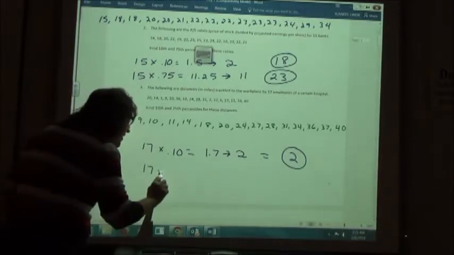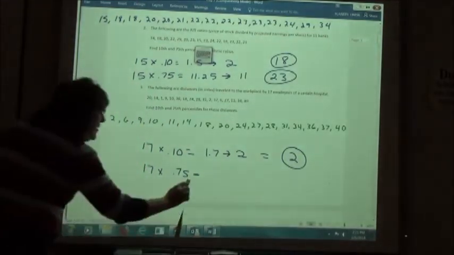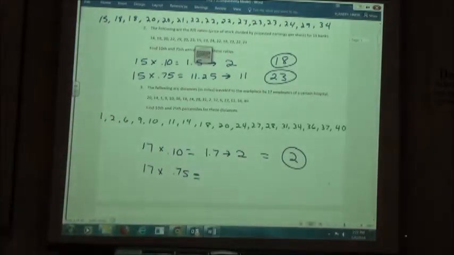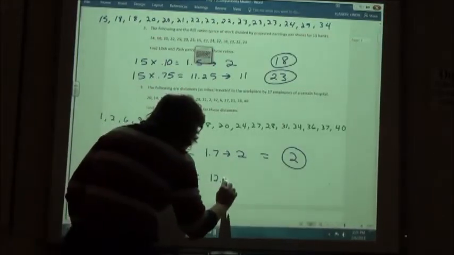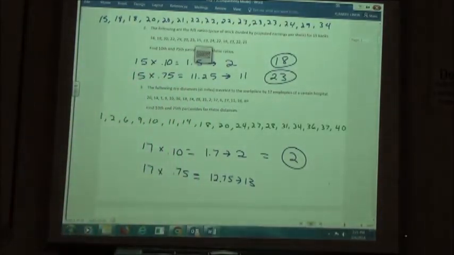Again, we have 17 employees. This time we're finding the 75th percentile. So if we take 75% of 17, we get 12.75, which rounds off to 13. And so if you count to the 13th number on your list, which number is the 13th one? 31.